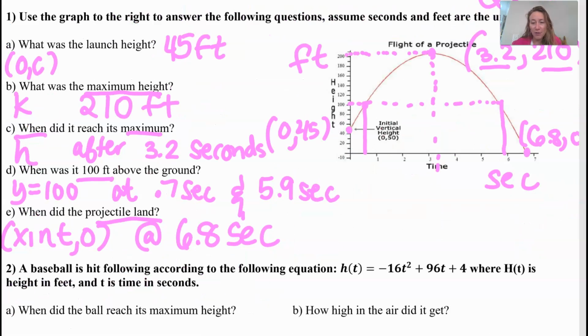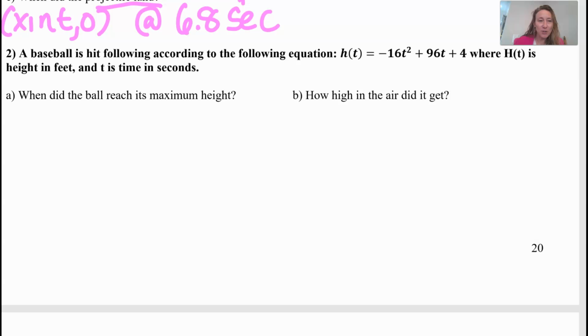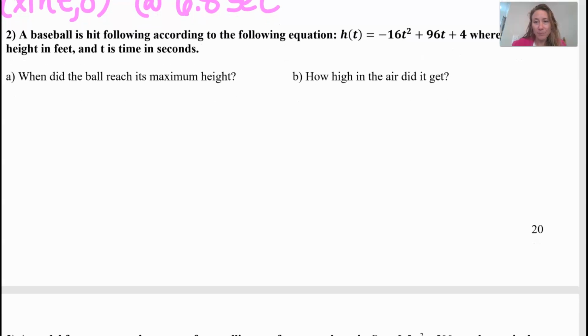And we've got our first equation here. And we're talking about a baseball. And I wonder if I can move my face.